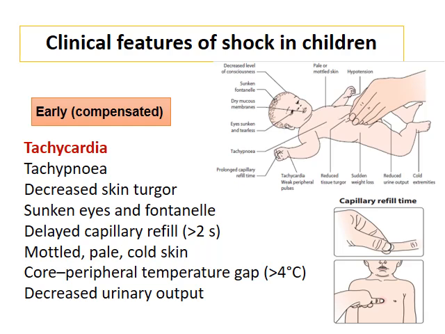The clinical features of shock differ according to the timing of presentation. If it is early, in the compensated stage, tachycardia, as we mentioned before, is the earliest sign of shock or the earliest sign of circulatory failure. Also, there will be tachypnea, decreased skin turgor, sunken eyes and fontanelle, delayed capillary refill time of more than 2 seconds, and the patient is mottled, pale with cold skin. The core to peripheral temperature gap is more than 4 degrees Celsius, and decreased urinary output of less than 1 ml per kg per hour.